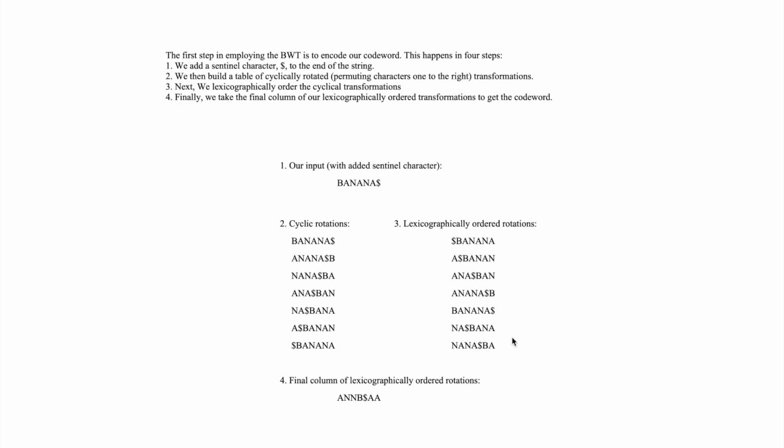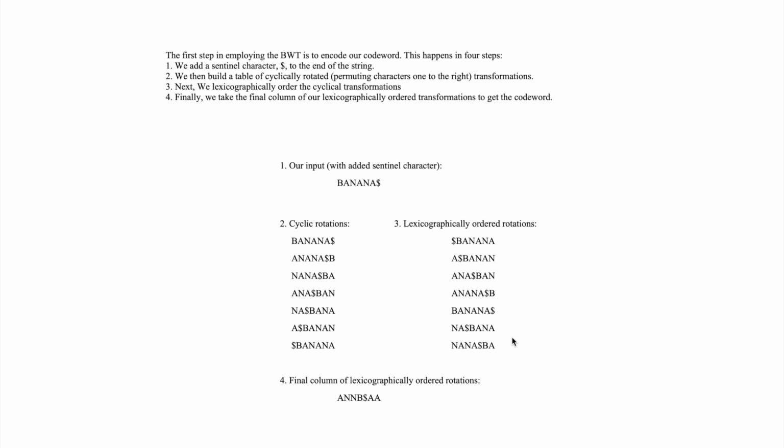The BWT encoding process begins by adding a sentinel character to the end of the string. In most instances of BWT encoding, the $ is used. The character is integral to the encoding and decoding process, generally needing to have a lexicographical or alphabetical priority greater than that of all other characters in the input string.